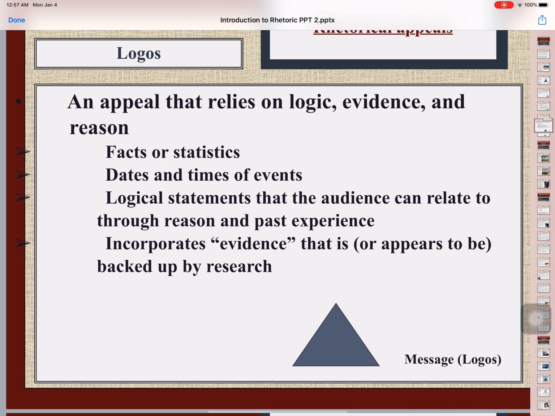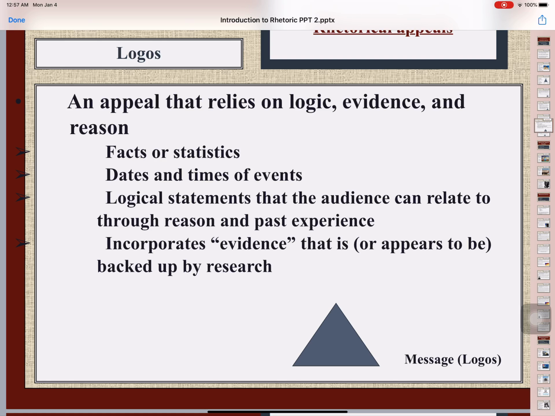All right, so logos, onto logic. Can't argue with the facts. An appeal that relies on logic, evidence, and reason. Facts or statistics, bullet point 1. Dates and times of events. There's the camera. We have footage of you at the scene of the crime at 6 a.m. There you go. You can't argue with it.